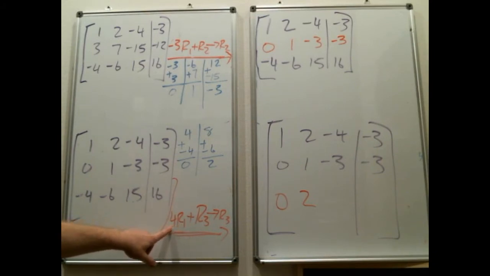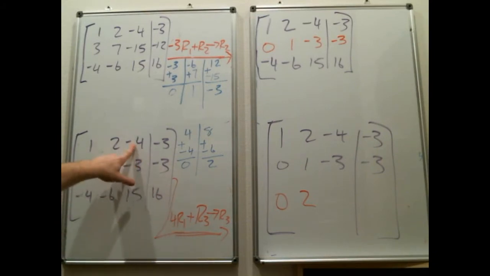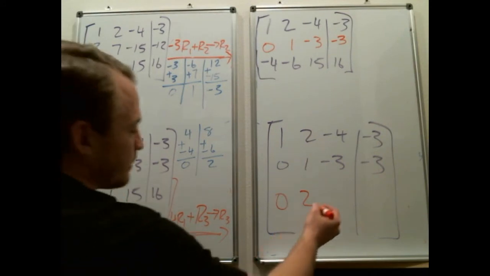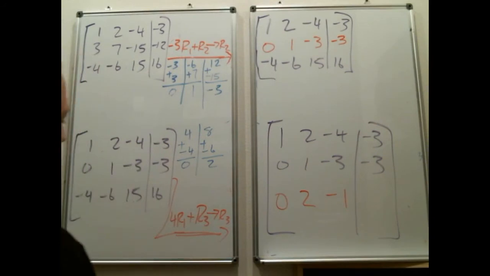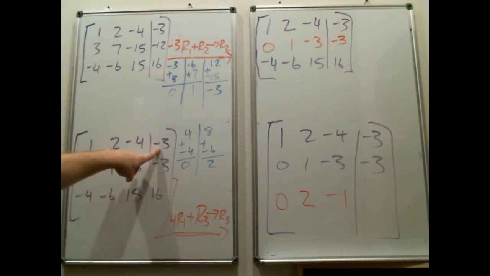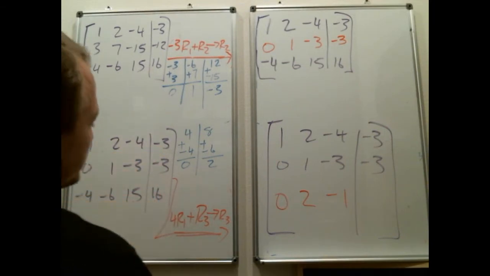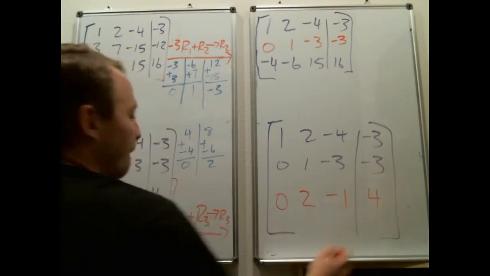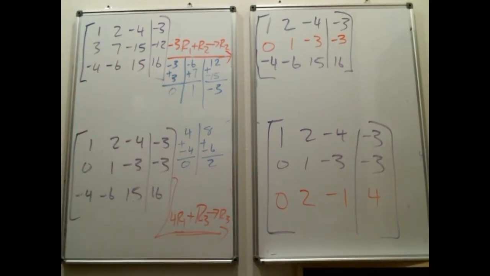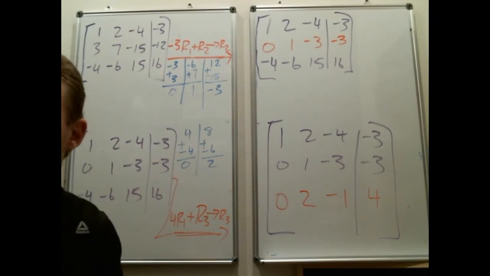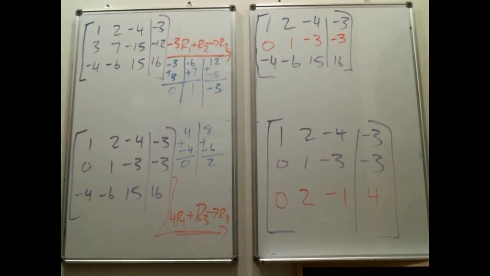Alright, 4 times row 1. 4 times negative 4 is negative 16. Negative 16 plus 15 is negative 1. 4 times row 1. So 4 times negative 3 is negative 12. Add it to row 3. Negative 12 plus 16 is 4. Alright, I'm going to pause it and erase some so you don't have to sit here so long.